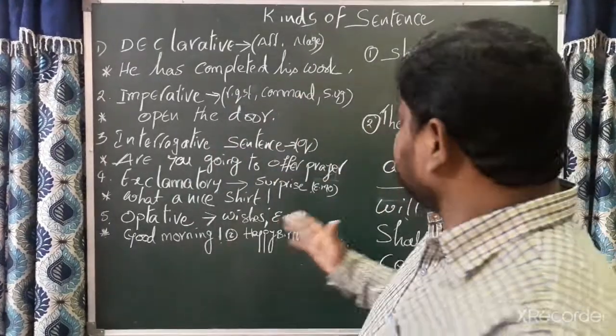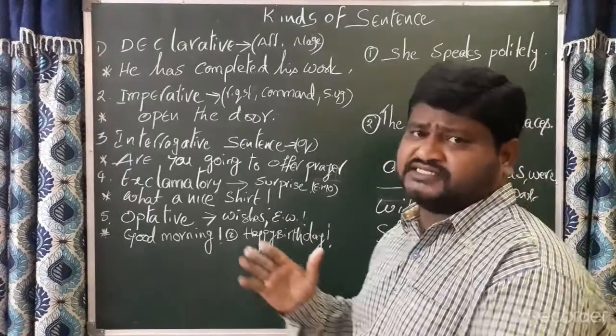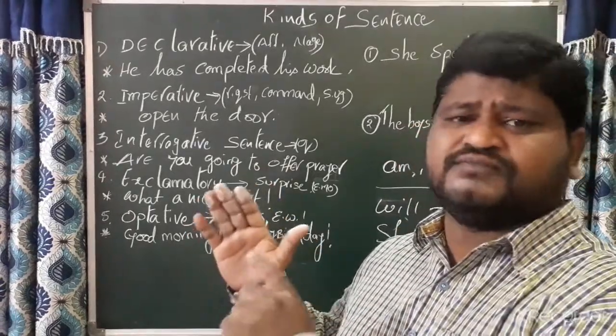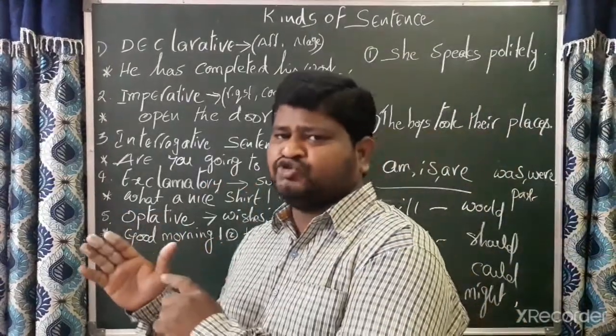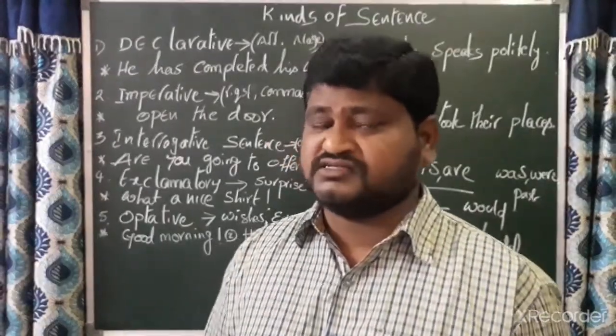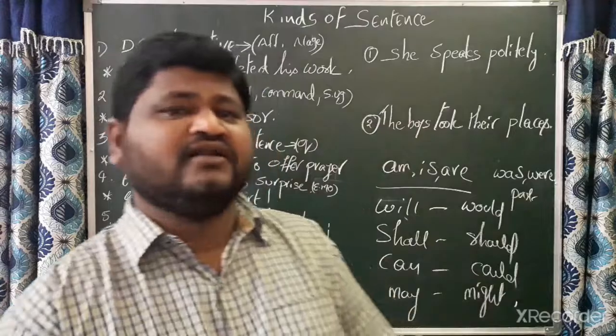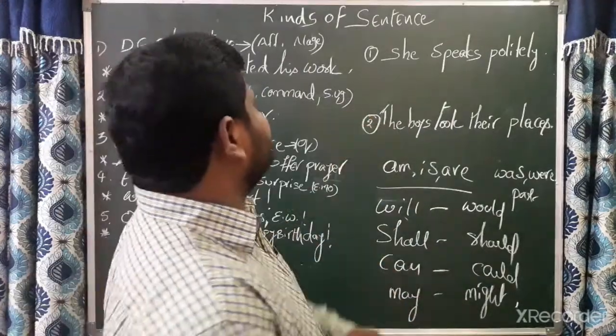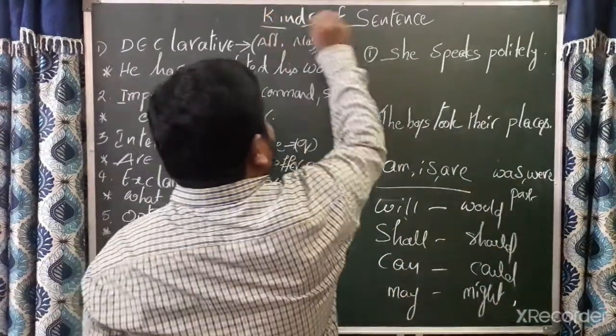Okay, so far we learned what we call the have forms, be forms and do forms, and the modal auxiliary verbs and semi-modals also. So we learned those, and now I'm going to discuss the kinds of sentences.